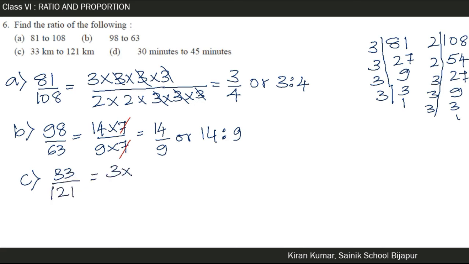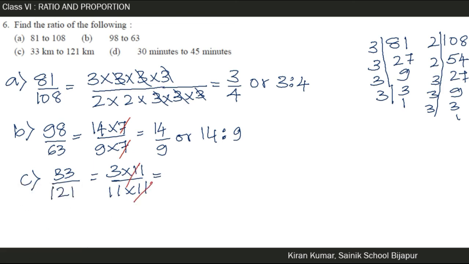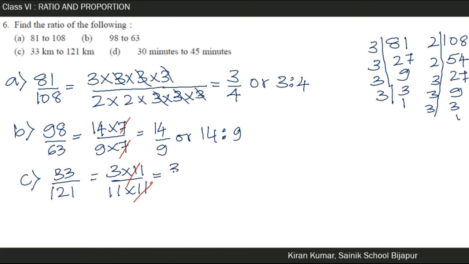33 is 3 multiplied 11 number of times. 11 multiplied by 11 gives 121. Here 11 and 11 get cancelled. What we will be getting is 3 upon 11, or 3 is to 11.